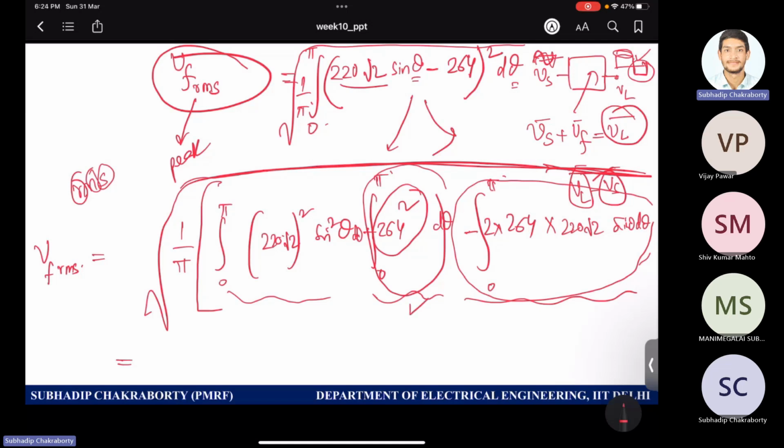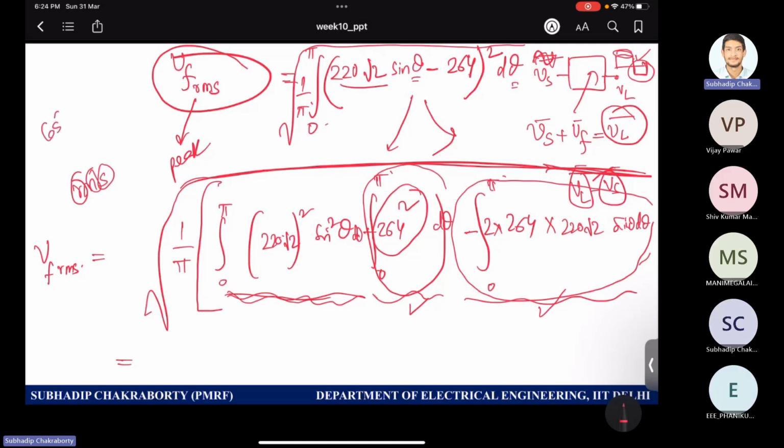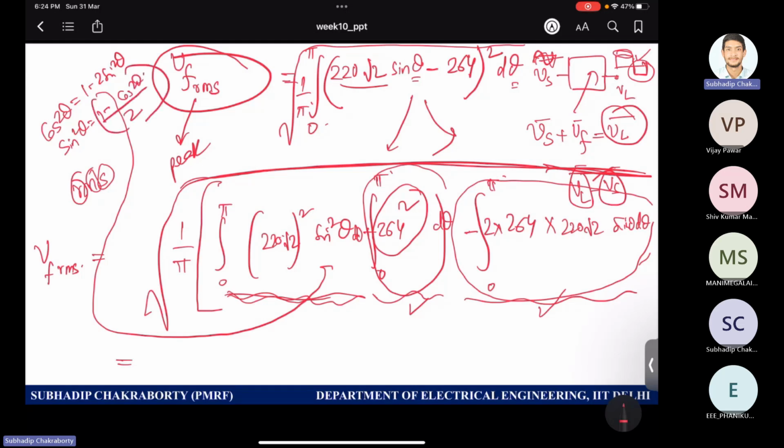This term is sorted. Now we solve this term. This term is relatively easy compared to the other term. I will tell you how to solve it. You just know this formula, right? Cos 2 theta is 1 minus 2 sine square theta. You are comfortable with this, I think, right? Yes, then plug it in here. So what is sine square theta? It is 1 minus cos 2 theta by 2. You just replace sine square theta with this 1 minus cos 2 theta by 2. Then the integration will become easy.